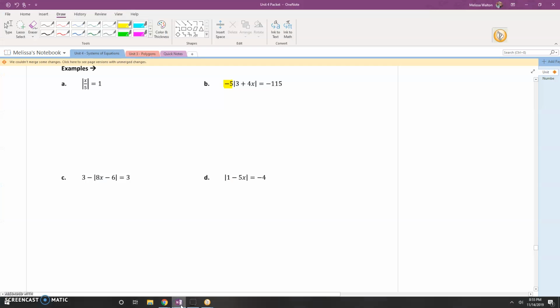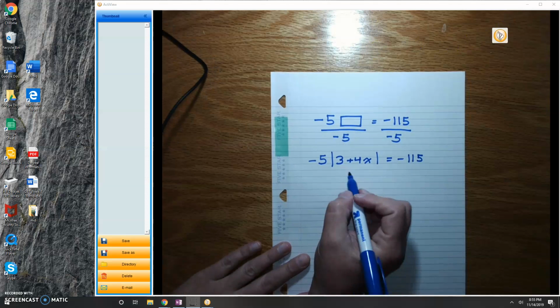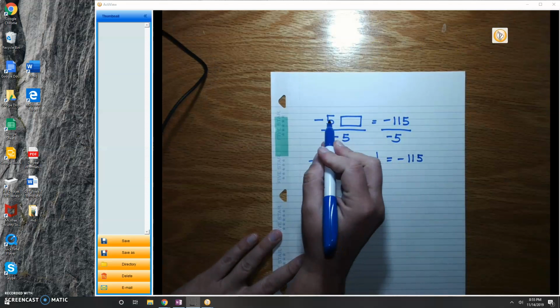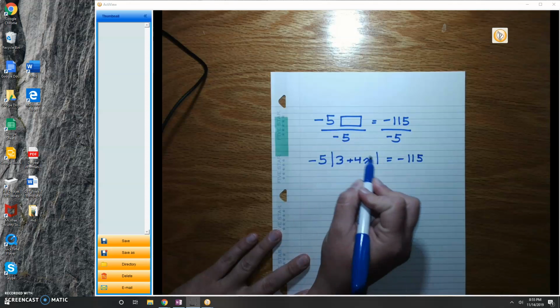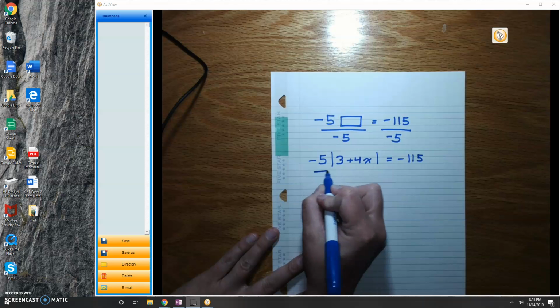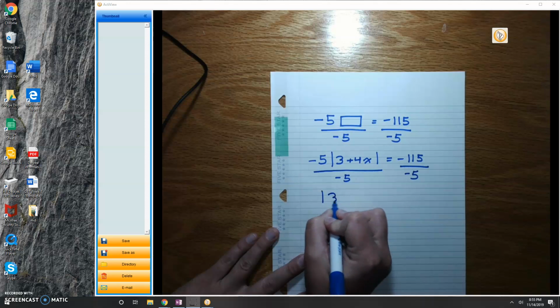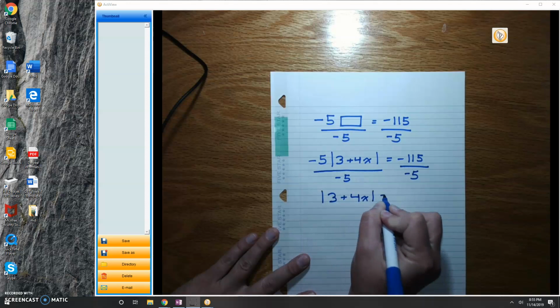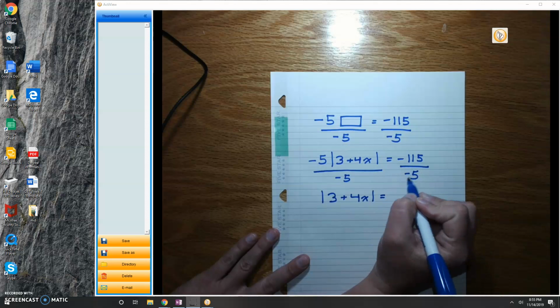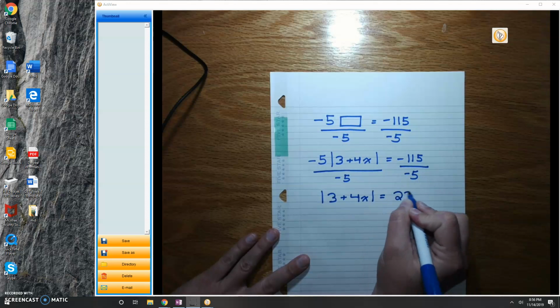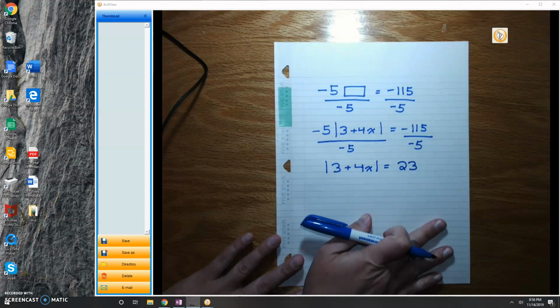Let's go ahead and go back to our problem. Here's what we've got. We have negative 5 times the absolute value of 3 plus 4x equals negative 115. Same thing. I have negative 5 times something, and I need this something to be by itself. Let's go ahead and divide by negative 5. The absolute value of 3 plus 4x is equal to, well, negative 115 divided by negative 5, that is positive 23. And now I'm ready to break this off into my two equations.